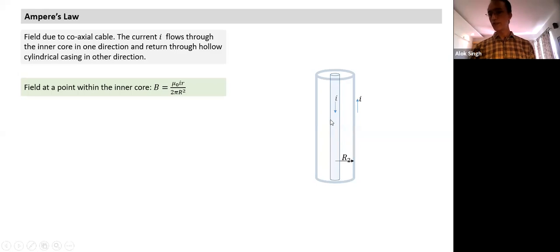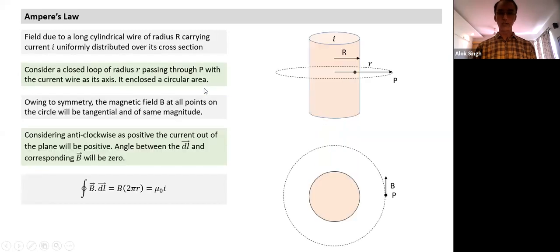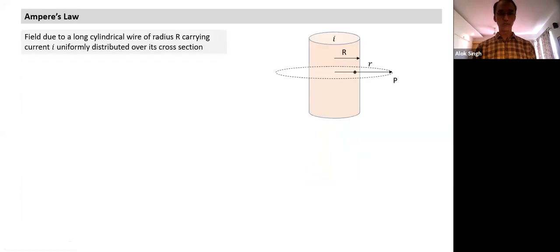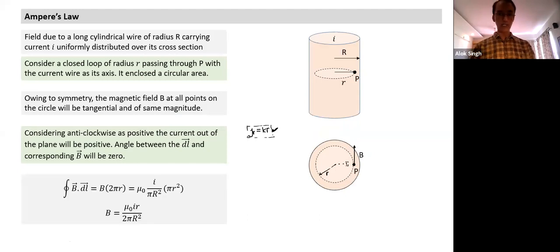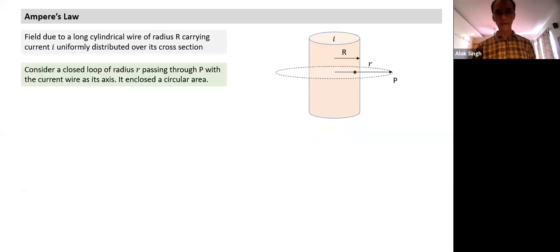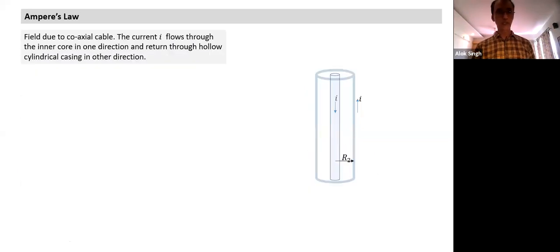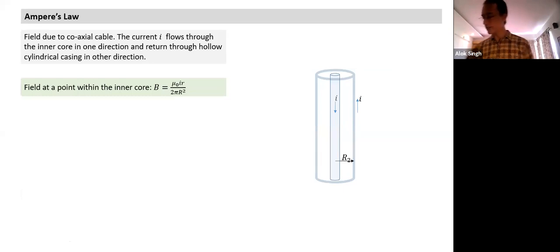When we take the field in the inner core, if current is uniformly distributed, this particular case is identical to which case? This case is identical to the first case, a long cylindrical wire. So this part will come out the same. In this case, if I view from the top, what are we looking at? It will look something like this. This core will look like a circle, and current is flowing into the plane.